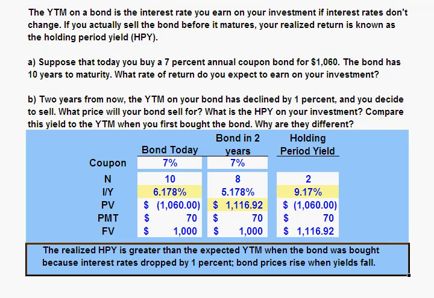The realized holding period yield is greater than expected when the bond was bought because interest rates dropped by 1%. Bond prices, recall, rise when yields fall. And so as interest rates went down, our bond became more valuable and our holding period yield increased. On the other hand, had interest rates gone up, the value of our bond would have decreased, and we would have had a holding period yield of less than our expected yield to maturity.